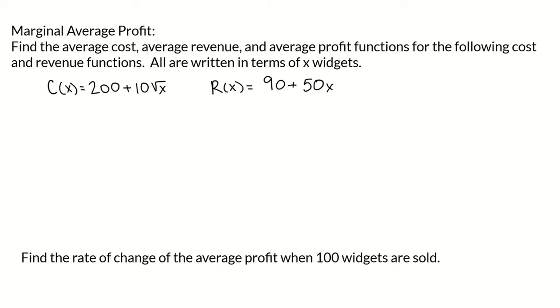This problem has to do with marginal average profit. We're going to find the average cost, average revenue, and average profit functions for the following cost and revenue functions. All of them are written in terms of X widgets. So the cost of selling X widgets is 200 plus 10 root X. The revenue of selling X widgets is 90 plus 50X.